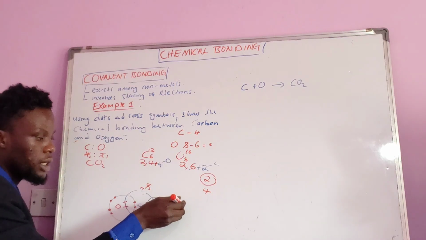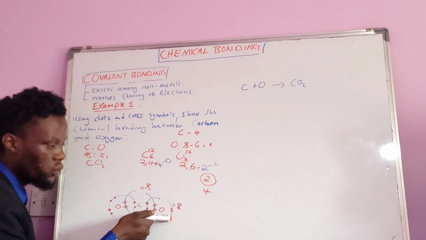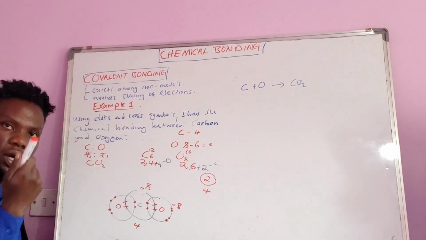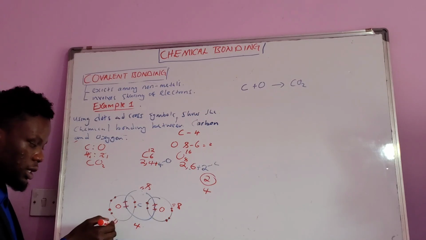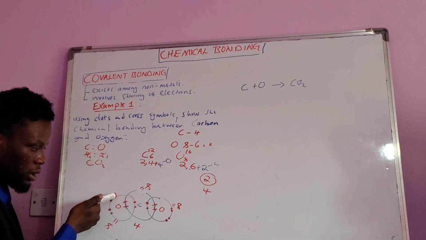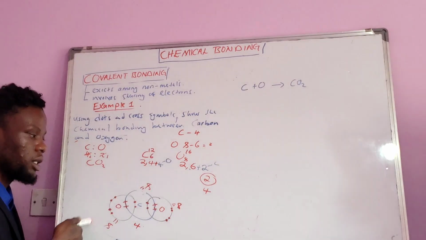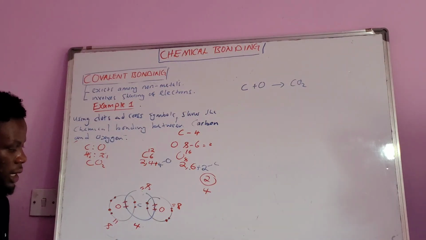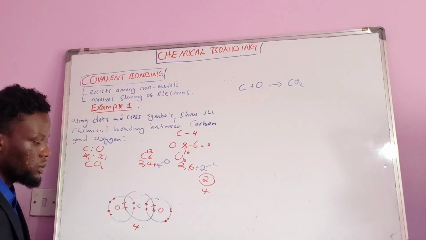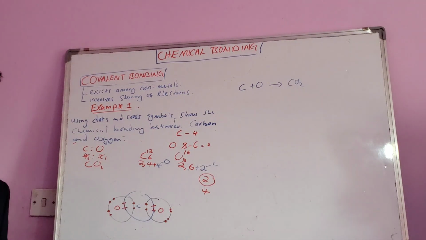Also, this is for oxygen. It has to give us 8. So we need to count again: 1, 2, 3, 4, 5, 6, 7, 8. We are correct for oxygen. Also, for the other one, it has to give us 8. We count: 1, 2, 3, 4, 5, 6, including this 7, 8, which is correct. Meaning that this molecule is now stable. So by doing so, this is how you can show the chemical bonding for carbon dioxide.